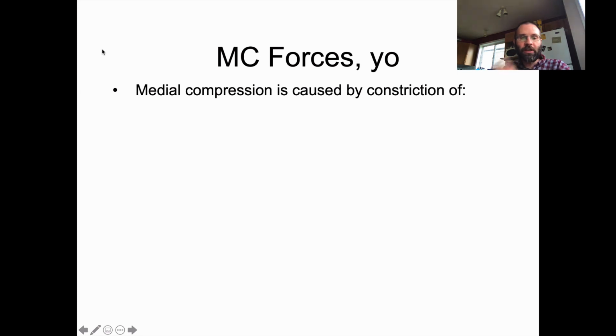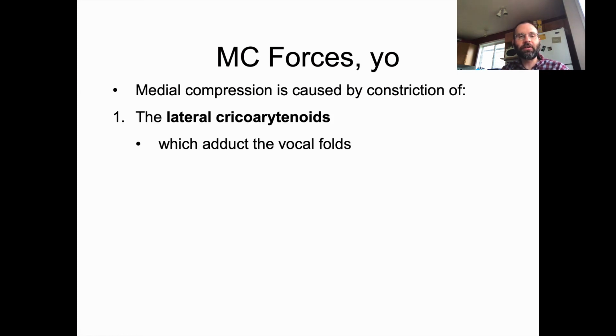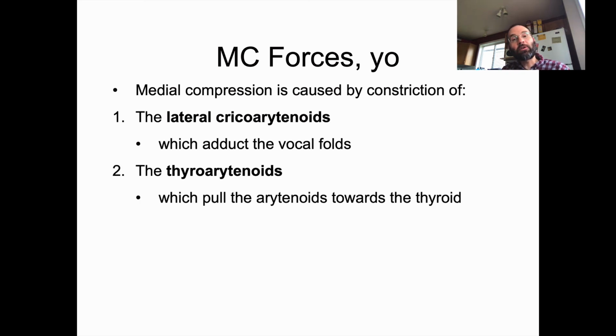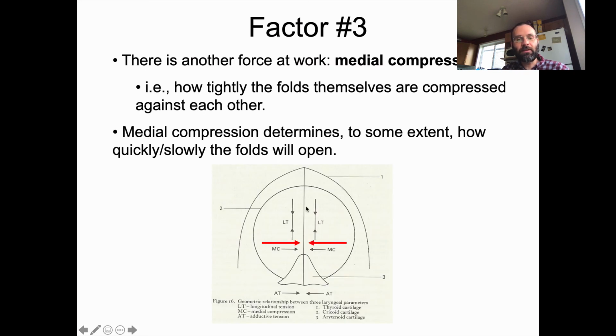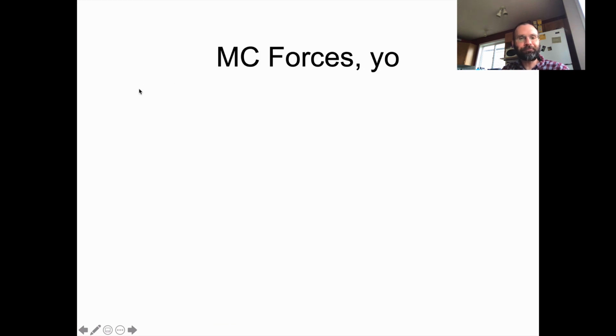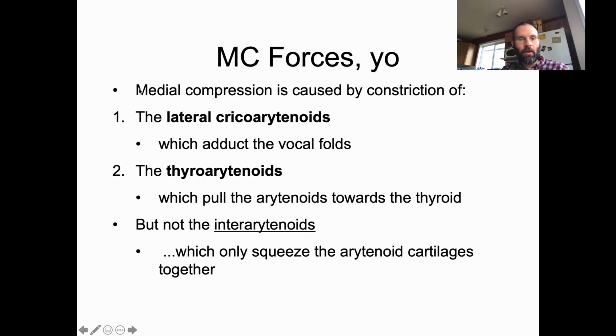Okay, so medial compression is caused by constriction of the lateral cricoarytenoids, which adduct the vocal folds. We've talked about them already. Also the thyroarytenoids, which pull the arytenoids towards the thyroid. So you can slacken up the tension a bit in the conus elasticus, the membranes around the vocal folds, by shortening this distance a bit. It won't be quite as tense if you do that.